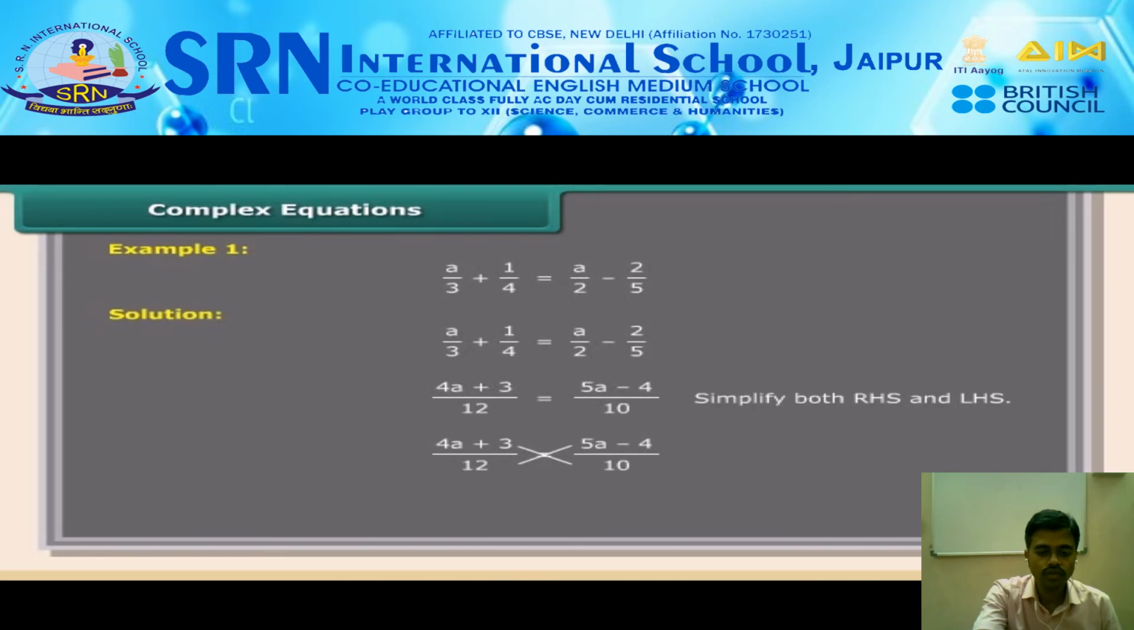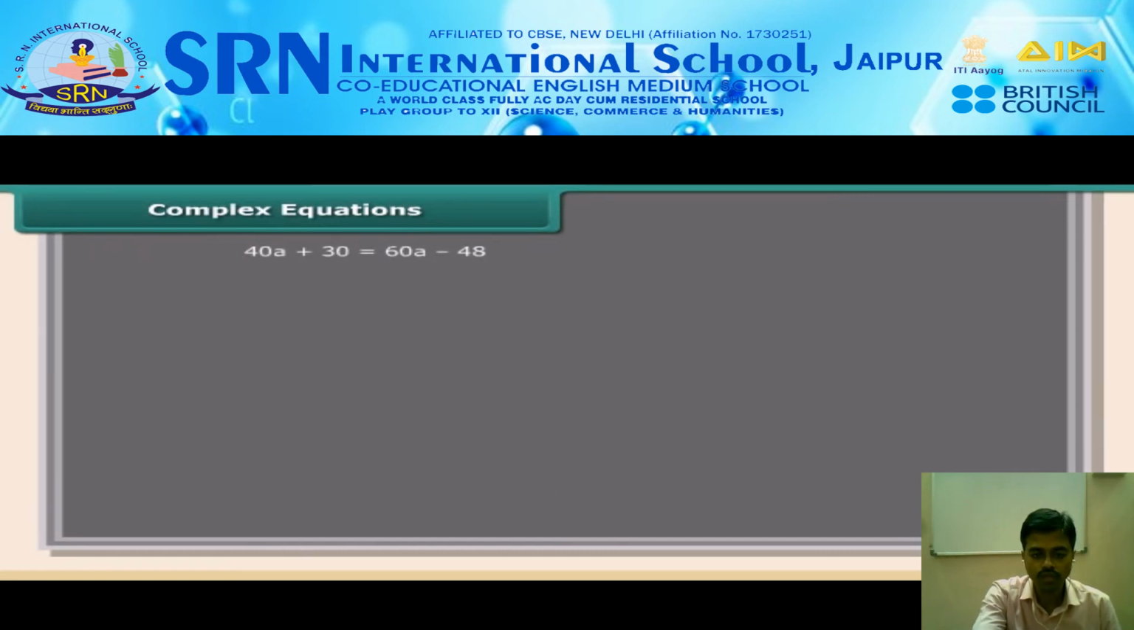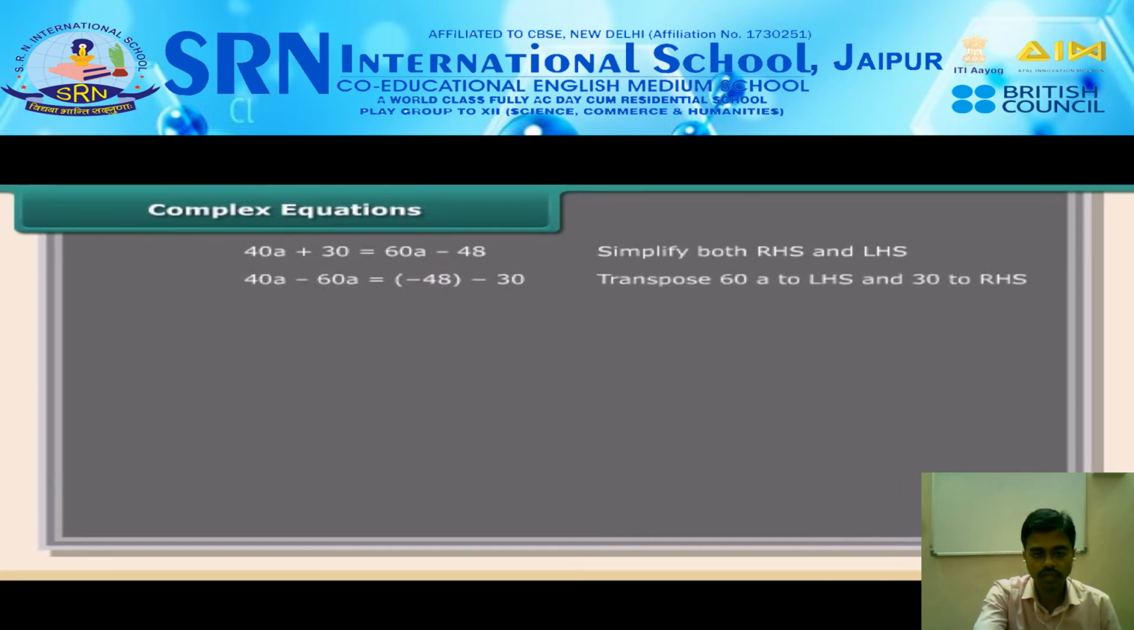So we will use the fraction addition method. 4a plus 3 upon 12 is equal to 5a minus 4 upon 10. So now we will do the cross multiplication. We will get 10 multiplied by 4a plus 3 is equal to 12 multiplied by 5a minus 4. Now in the next step we are having 40a plus 30 is equal to 60a minus 48. Now we will just keep the variables one side and constant another side. 40a minus 60a is equal to minus 48 minus 30.